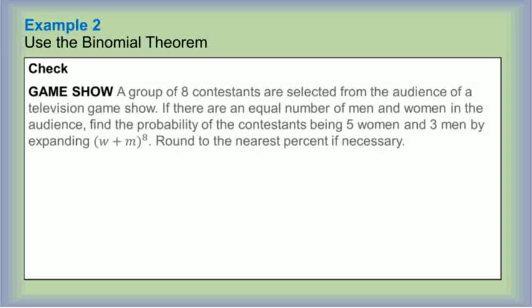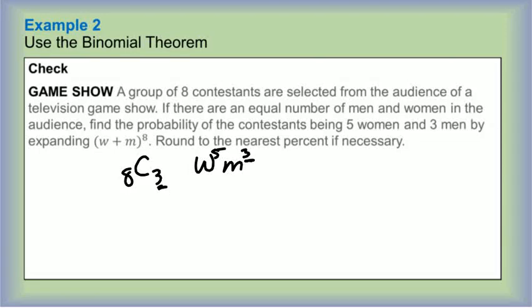Next, a group of 8 contestants are selected from the audience of a television game show. If there are an equal number of men and women in the audience, find the probability of the contestants being 5 women, 3 men by expanding W plus M to the 8th, rounding to the nearest percent as necessary. So I need to do 8 choose 3, because I'm looking for W to the 5th, M to the 3rd, and this has to match up with this second exponent.